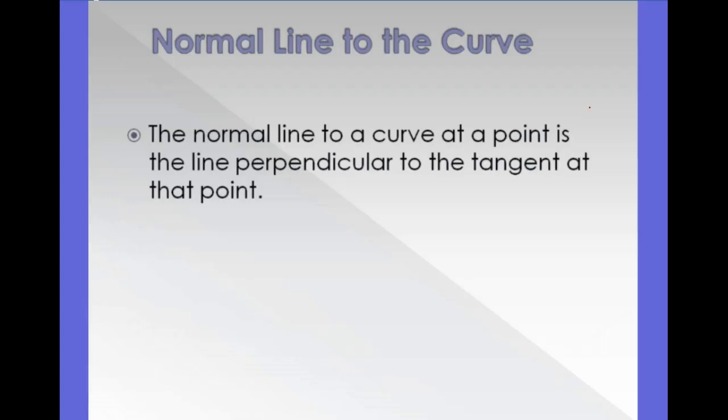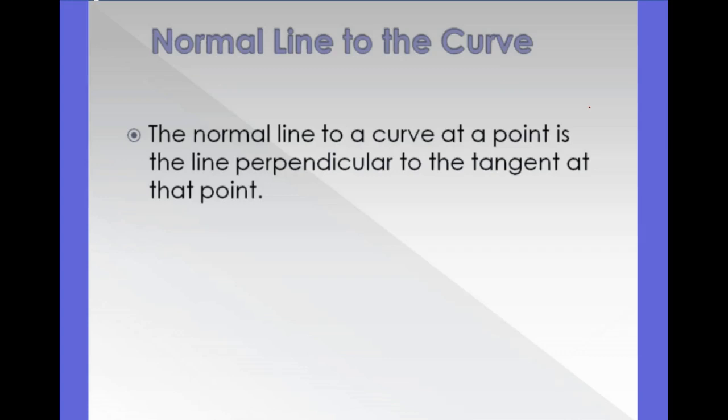So we have slope of the secant, tangent, and normal. Slope of the secant is old school slope. F of A plus H is really just a fancy way of saying Y2. F of A is a fancy way of saying Y1, and H is just the difference between the x's.